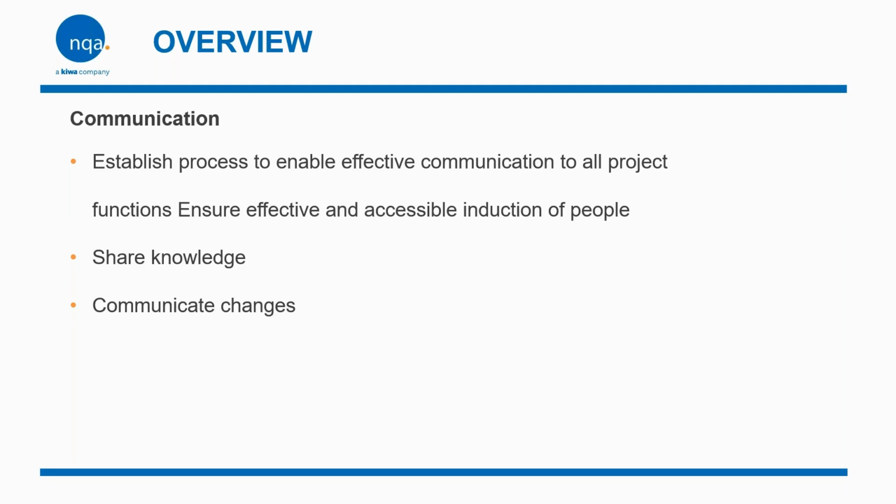Communication under 99,001 requires organisations to establish a formal process to enable effective communication across all project functions. This includes ensuring that everybody from design teams to on-site workers to supply chain partners receive timely and relevant information. New team members, contractors and visitors should quickly understand project objectives, the quality expectations, health and safety requirements, and the specific roles and responsibilities. Knowledge sharing: communication is not just about instruction, it's also about sharing knowledge and lessons learned, which will promote continuous improvement and help avoid repeating mistakes, and how changes are communicated.